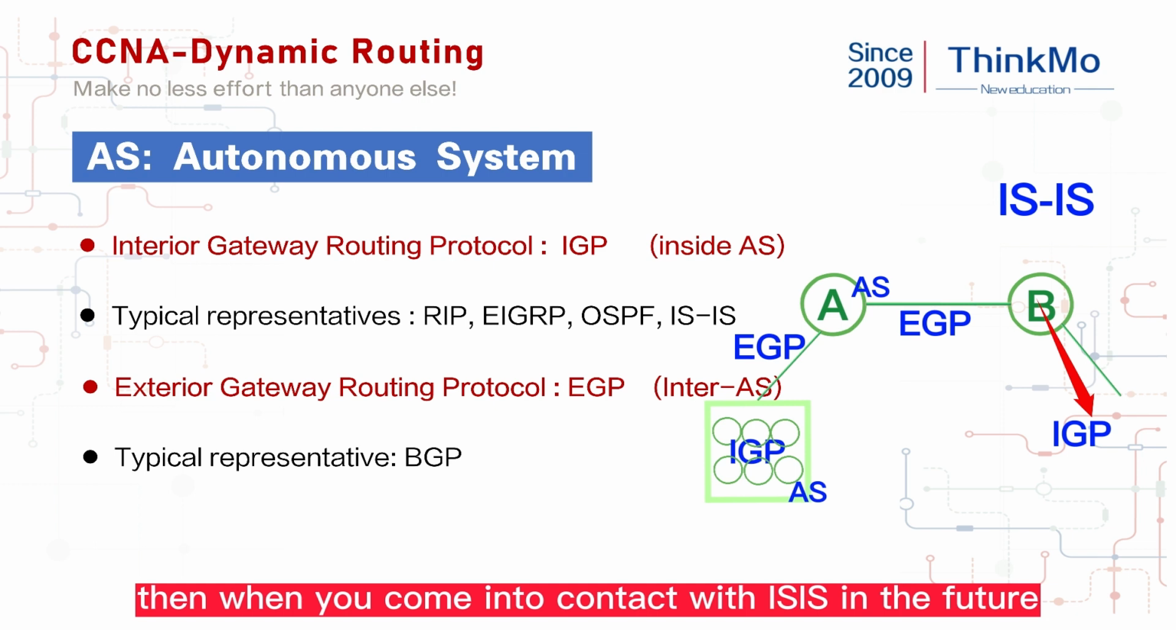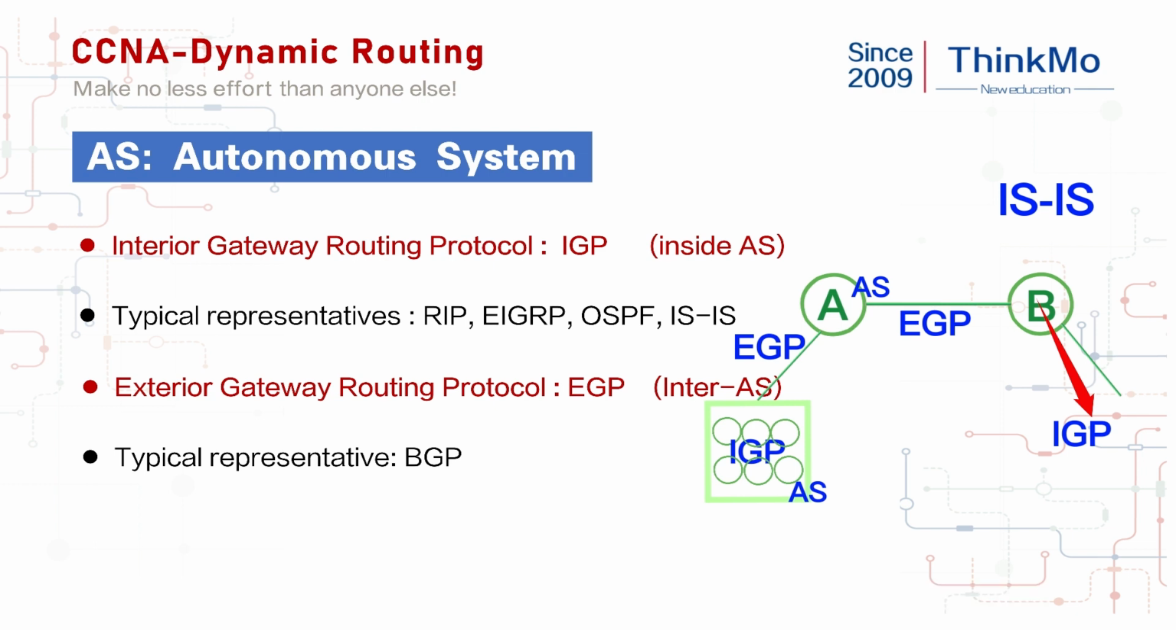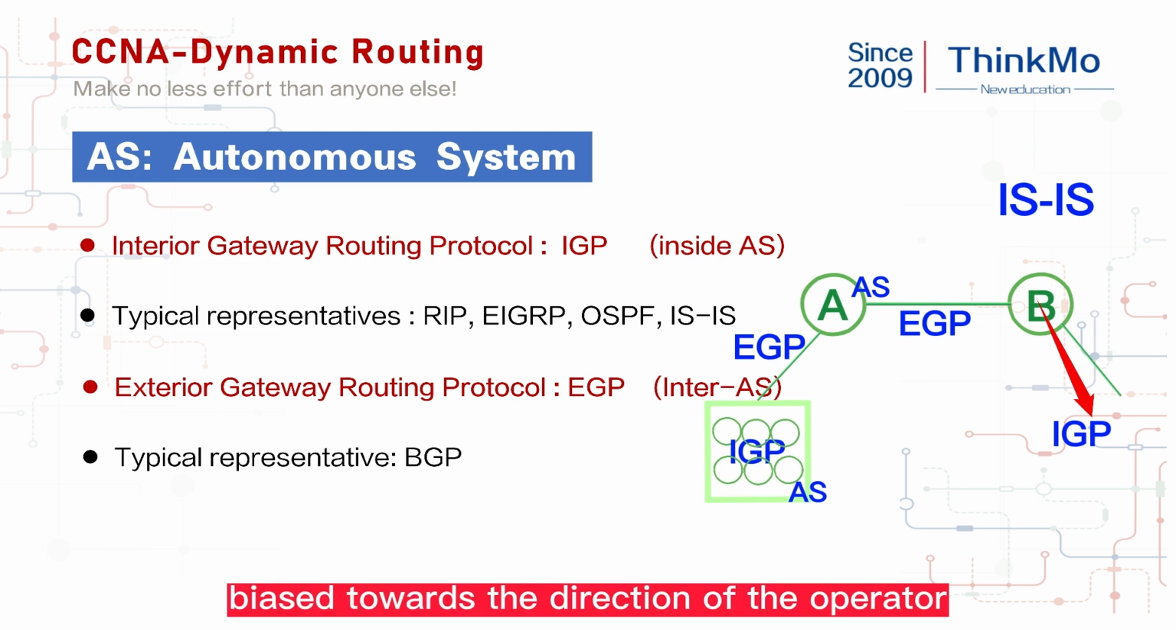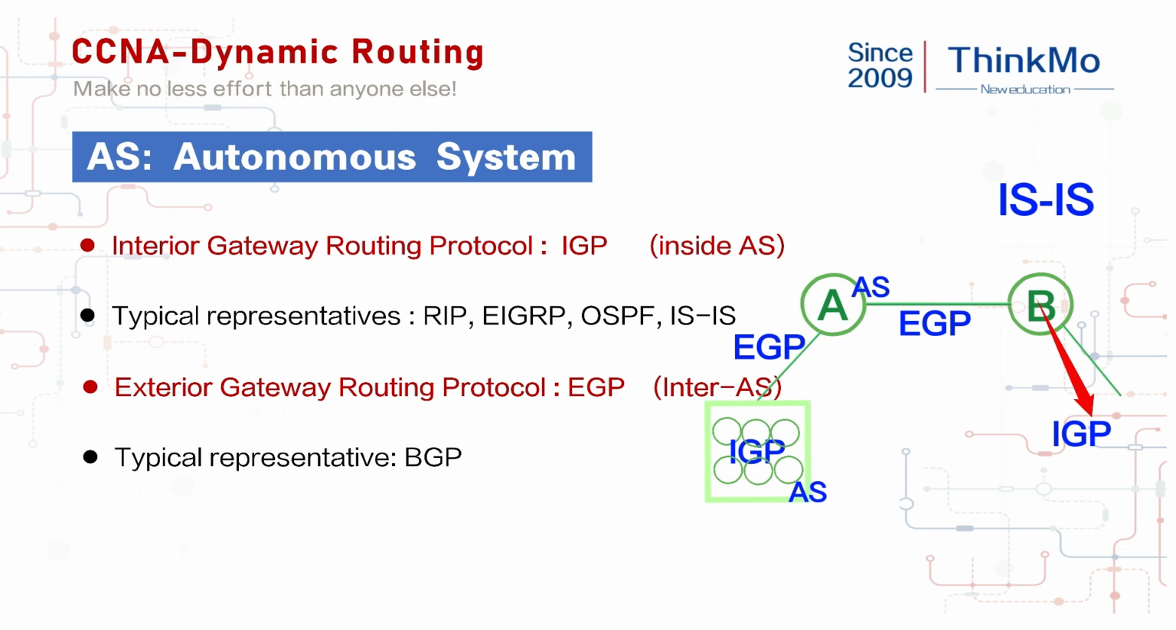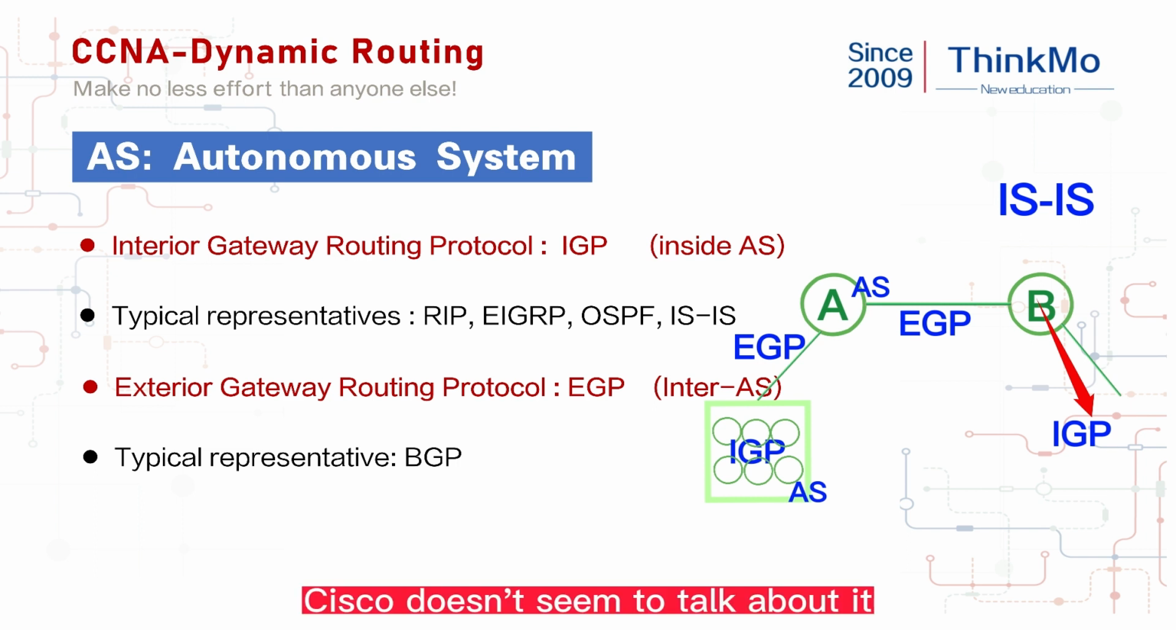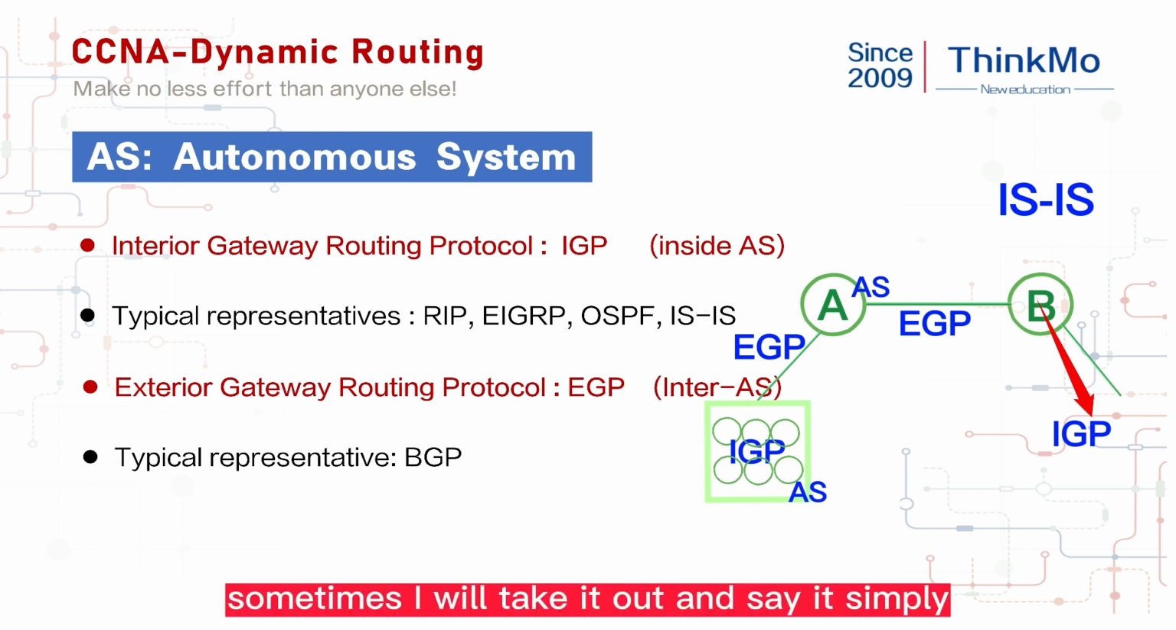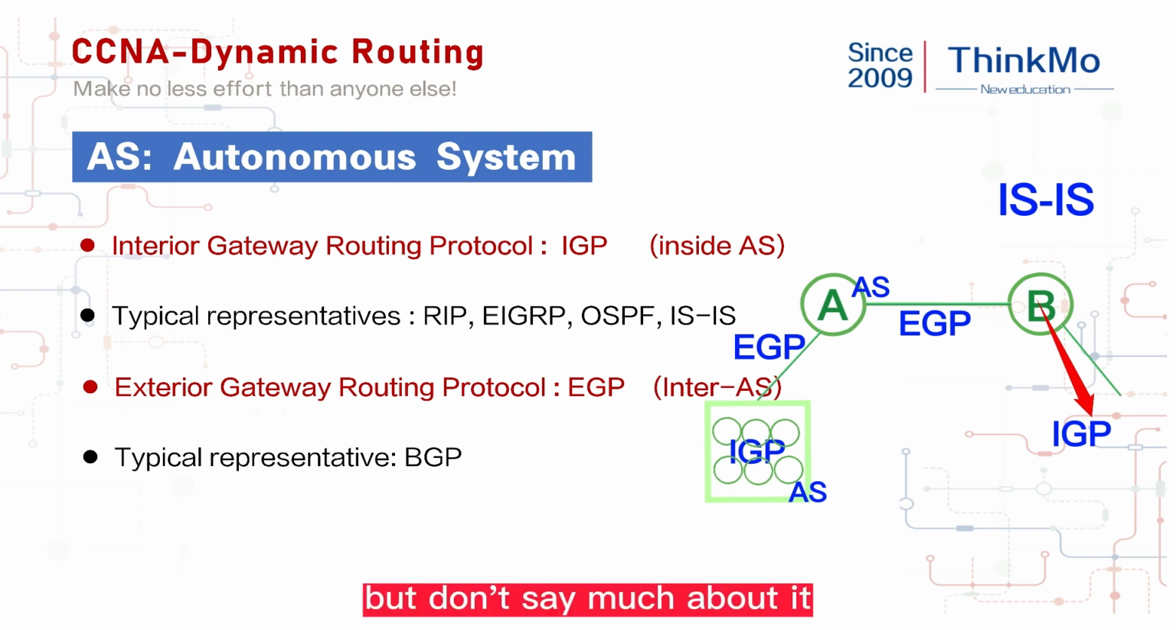Then when you come into contact with ISIS in the future, it is necessary to learn it biased towards the direction of the operator. You will only touch this. Cisco doesn't seem to talk about it. Sometimes I will take it out and say it simply, but I won't say much about it.